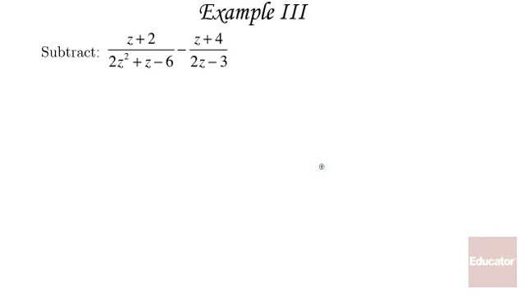Example 3. Again, adding, or in this case, subtracting rational expressions with unlike denominators. First step, find the LCM of the two denominators by factoring. Begin by factoring both denominators and then find the LCM. Okay, so I'm looking at the first one, 2z squared plus z minus 6.